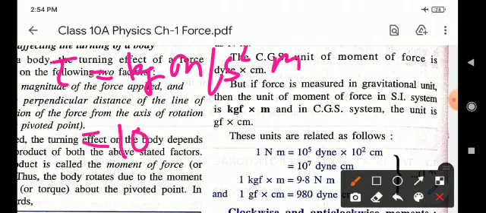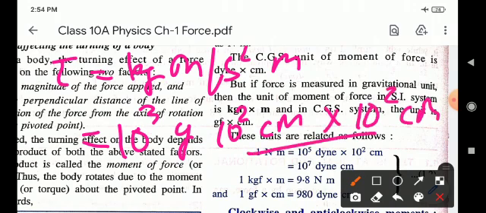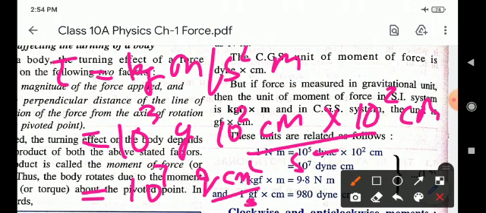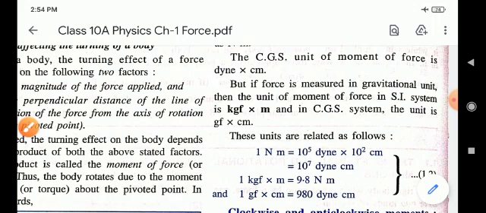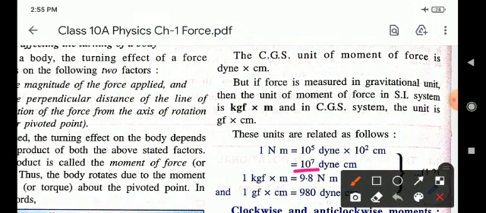So 1 kilogram is 10 power 3 gram, 1 meter is equal to 10 power 2 centimeter, into 10 power 2 centimeter upon second square. Therefore, it is 10 power 7 gram centimeter square per second square. Gram centimeter per second square is represented by dyne, so it is 10 power 7 dyne centimeter.